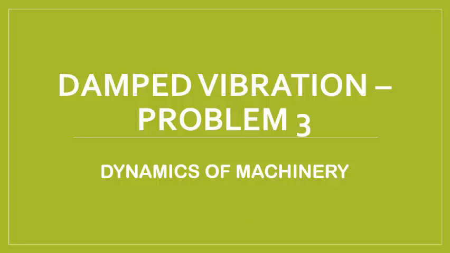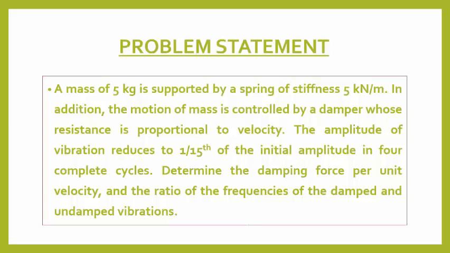Dear students, in this video we are going to solve a problem on damped vibration. This is the problem statement. The mass of 5 kg is supported by a spring of stiffness 5 kN per meter. In addition, the motion of mass is controlled by a damper whose resistance is proportional to the velocity. The amplitude of vibration reduces to 1/15th of the initial amplitude in 4 complete cycles. Determine the damping force per unit velocity and the ratio of the frequencies of the damped and undamped vibrations.